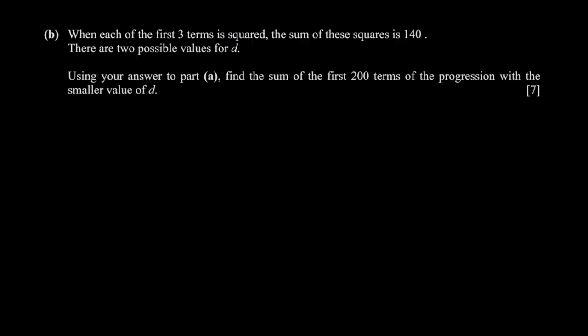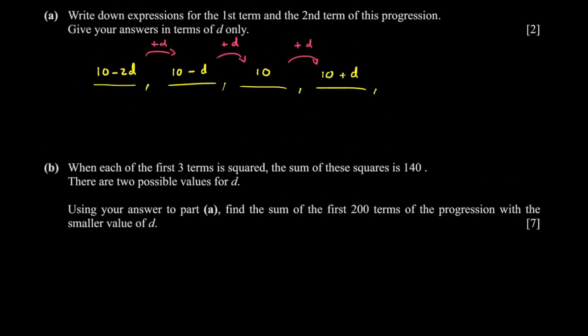There are two possible values for d. And using your answer for part A, find the sum of the first 200 terms of the progression with the smaller value of d. Okay, so when each of the first three terms is squared, the sum of these squares is 140. In other words, if I take this and I square it, and this and I square it, and this and I square it, and add all those things up, I should get 140.